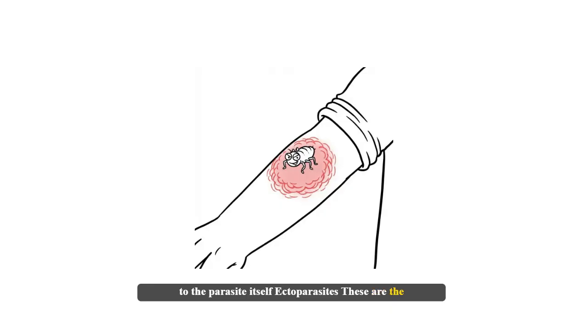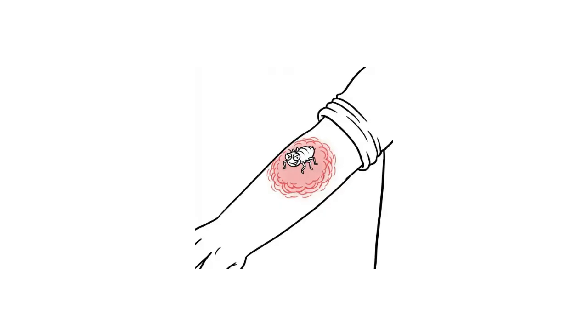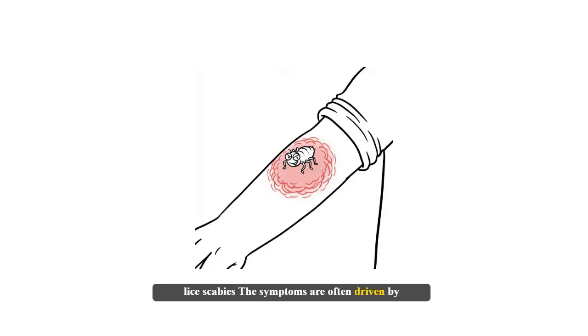Ectoparasites, these are the parasites that live on the skin, for example, lice, scabies. The symptoms are often driven by your own immune response to them.